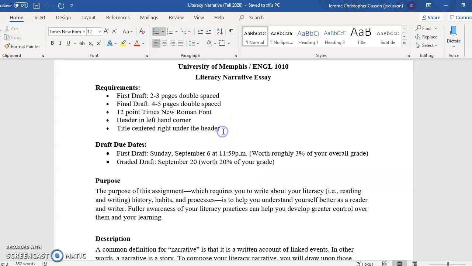And again, you are turning in 2 separate drafts of this. The first draft is going to be due on Sunday, September the 6th at 10 p.m. That should say 10 p.m., and I'm going to revise this to reflect that. So it is going to be Sunday, September the 6th at 10 p.m. when your essay is going to be due.